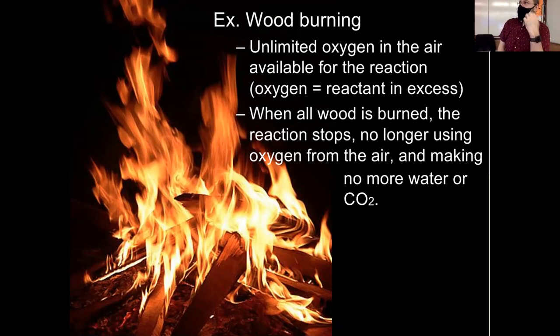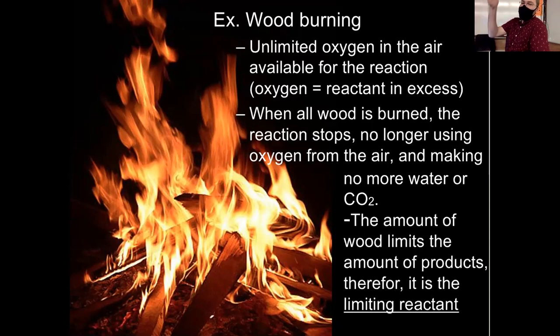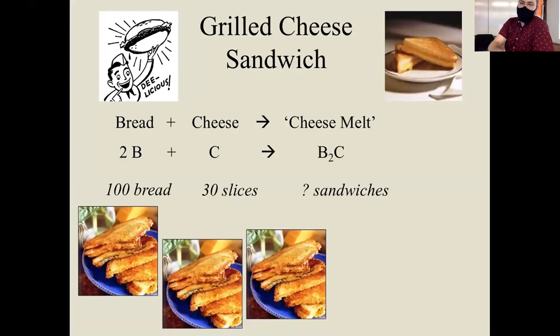Or if you drive a car down the road and it runs on gasoline, you've got gasoline and you've got the oxygen in the air. You're not going to run out of oxygen in the air. You're going to run out of gas first. Nobody says, "Oh, my car stalled. Why? Ran out of oxygen." No, you run out of the gas. The gasoline is the limiting reactant. The oxygen is what's in excess. So we would call the wood the limiting reactant, and the oxygen is the excess reactant.